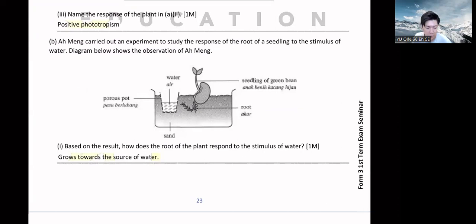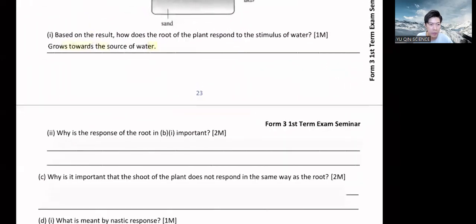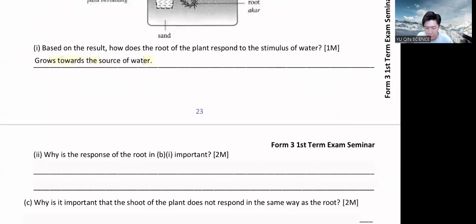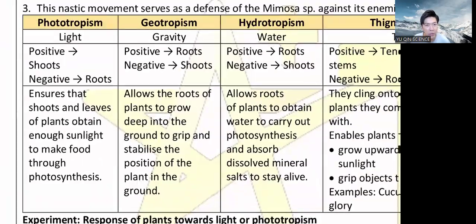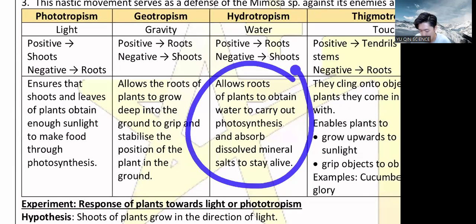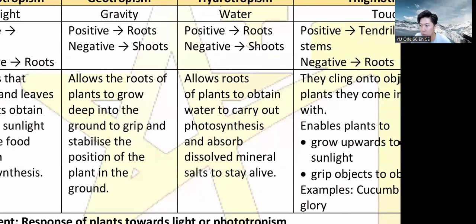Can we only say phototropism? Again, if your teacher is strict, you better write positive phototropism. If your teacher is not strict, then you just write phototropism. Okay. Good, everybody. Next page. Okay. Why is this response important? Why is roots going to water important? Okay, copy the answer. Water. This one, the whole thing. Yeah, the whole thing. There you go.